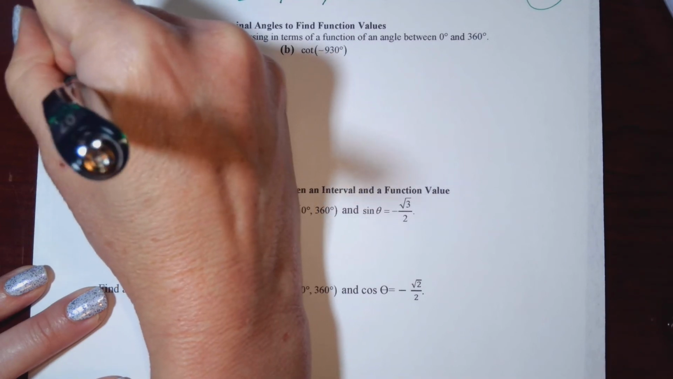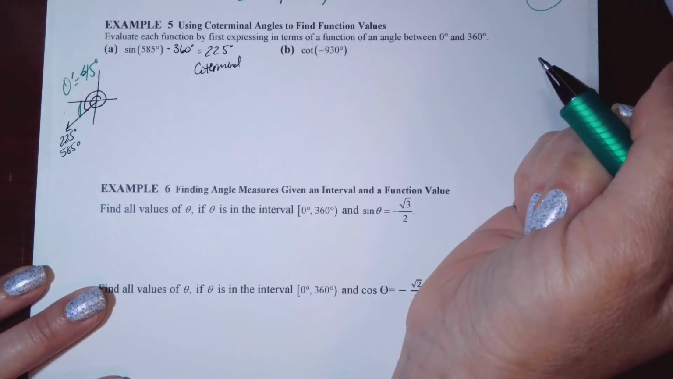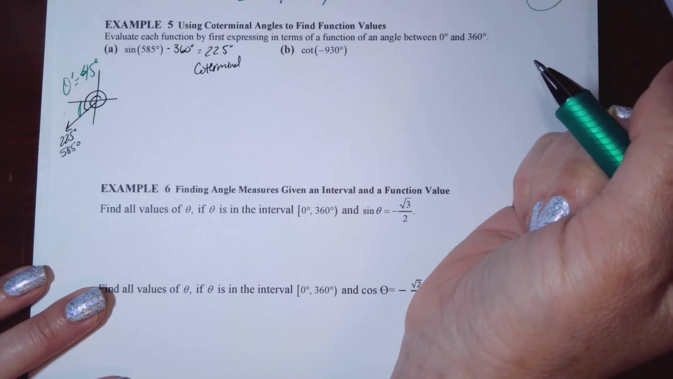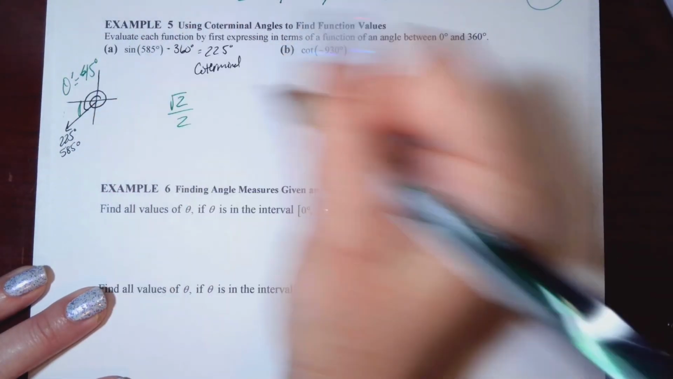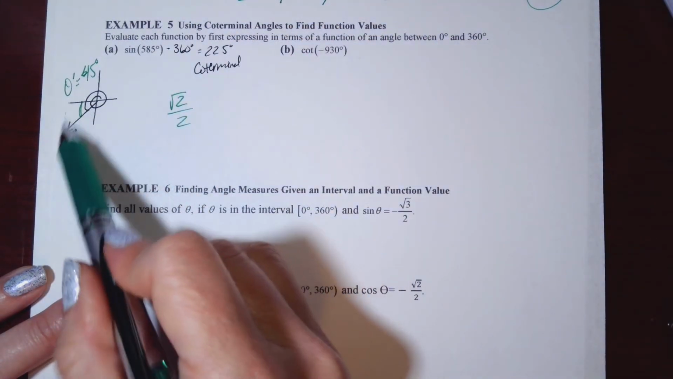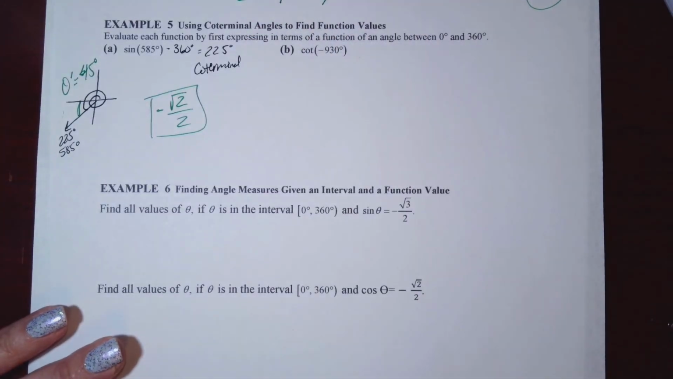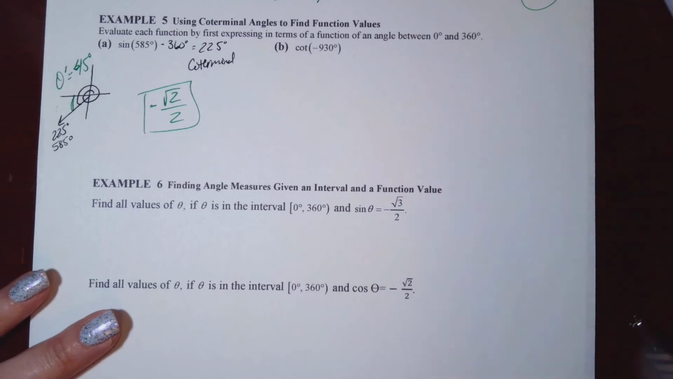So theta prime, my reference angle, is 45 degrees. Well, we know if it's sine or cosine of a 45, it's square root 2 over 2, sorry. And I'm in quadrant 3, sine is negative over there. So that's a negative square root 2 over 2. Alright, what about B?